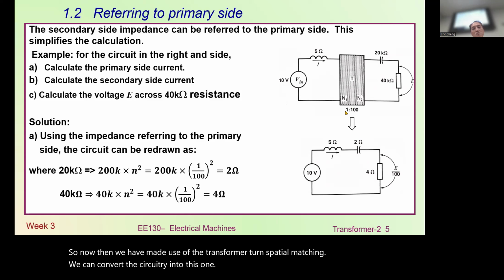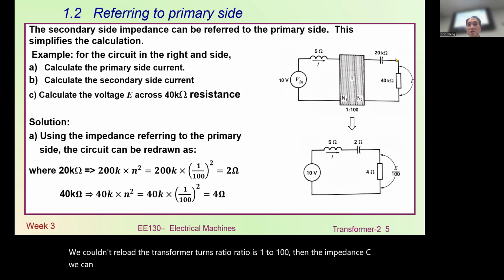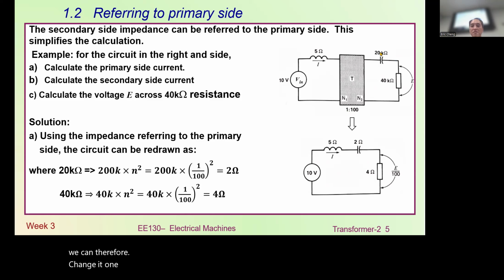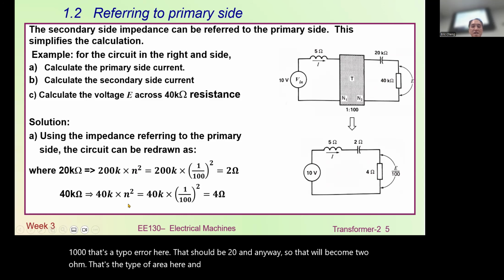Because we know the transformer turns ratio is 1 to 100, then the impedance, we can therefore change it. With 1 to 100, we can reduce it to 2 ohm by the n squared relationship, divided by 100. Oh, there's a typo here. There should be 20 anyway. So that will become 2 ohm. And then the 40K in here, we multiply by n squared. That becomes 4 ohm.